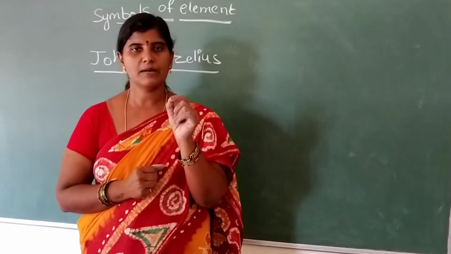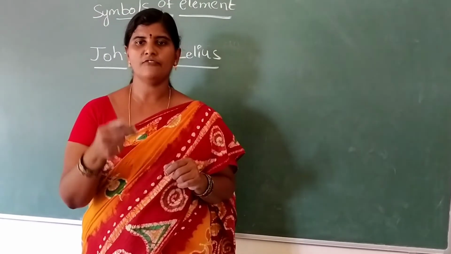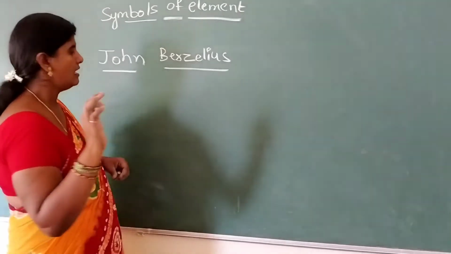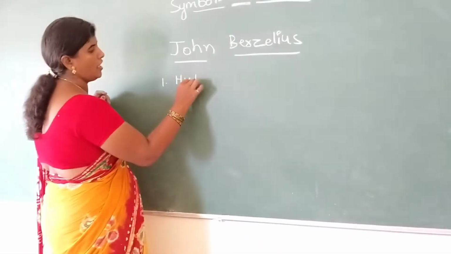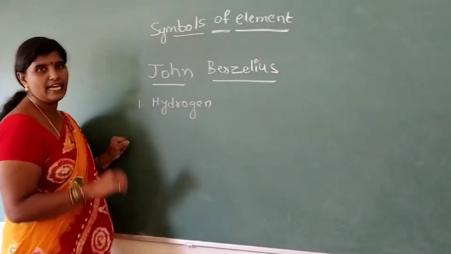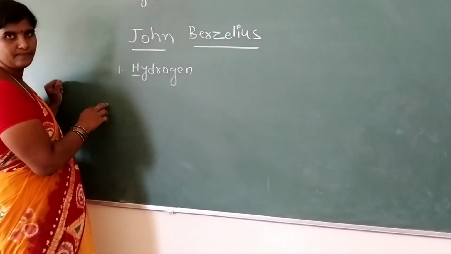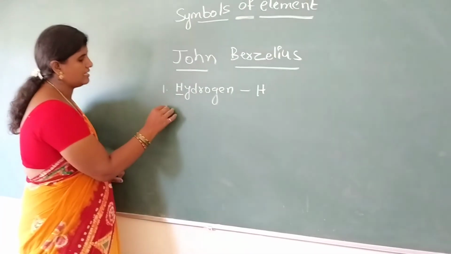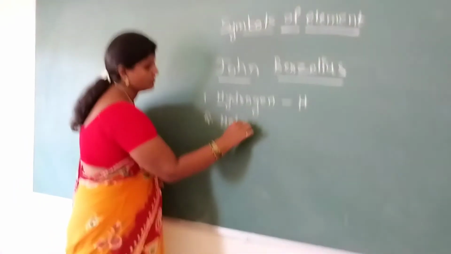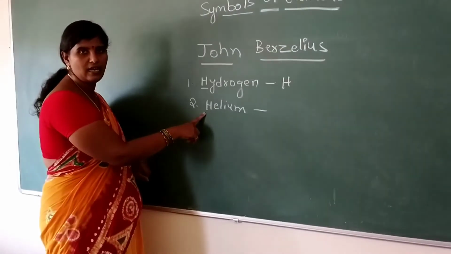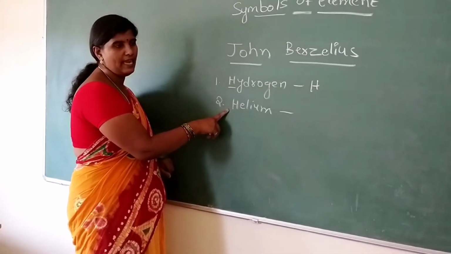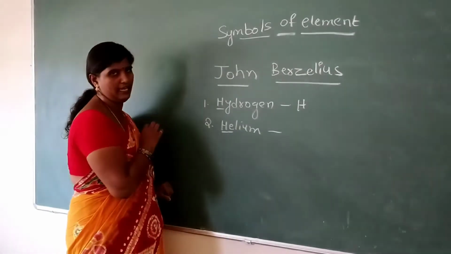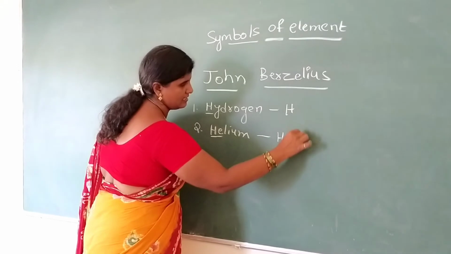So let us learn some examples of how to write the symbols of elements. The scientist who explained this is Berzelius. For example, the first element in the periodic table is hydrogen. It can be written with the help of the starting letter. What is the starting letter? H. H is the symbol for hydrogen. And the second one, helium. Helium also begins with the same letter H. Then, in this type of element, we take the second letter. That is He. Okay, children, He, helium.